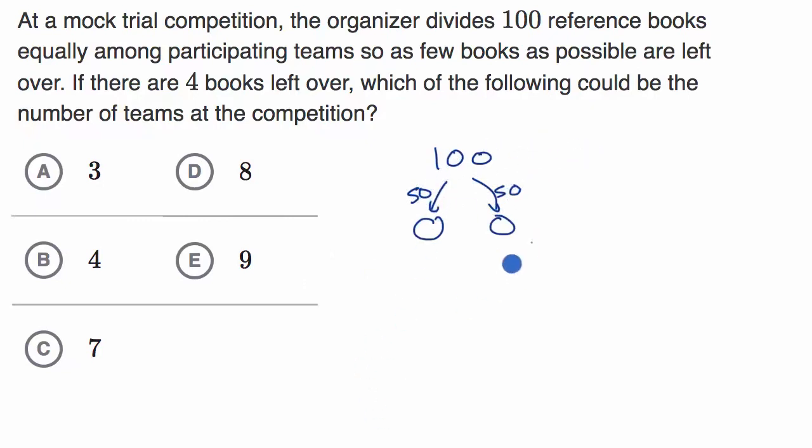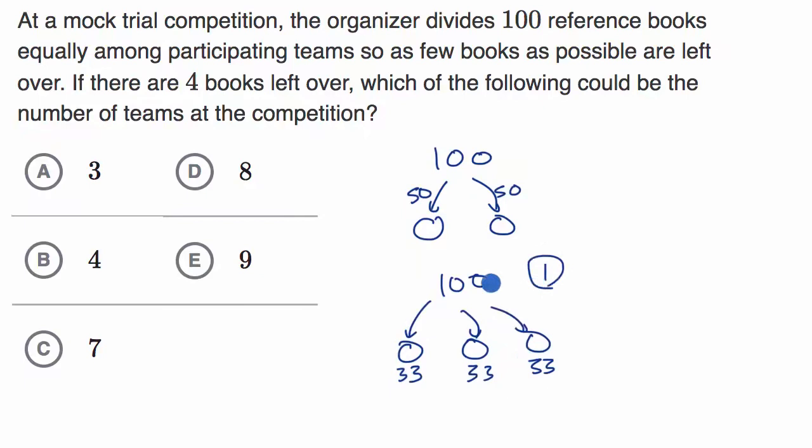But if, for example, you had 3 groups, and this is just an example, if you wanted to divide it evenly, you could give 33 there, 33 there, and 33 there, but then you would have 1 left over, because this would be 99, and you would have 1 that you wouldn't be able to give to any of the teams, because you have to equally divide them. Now, they're telling us a situation where there are 4 books left over.